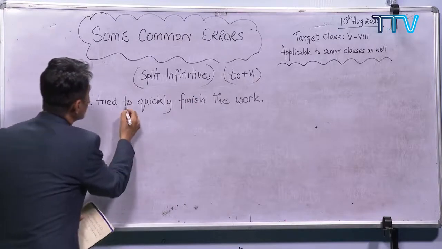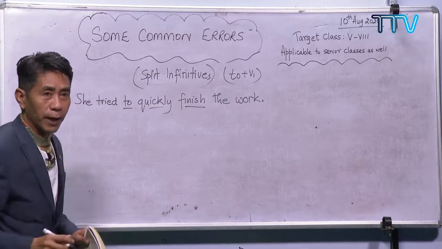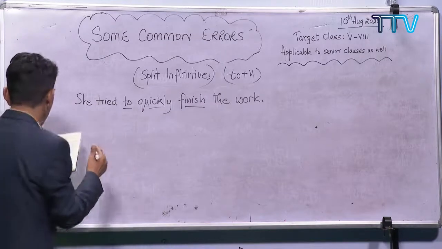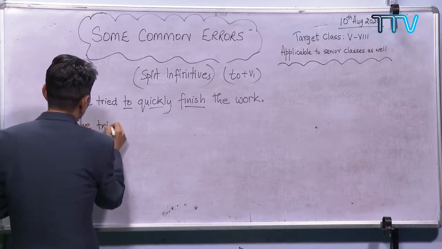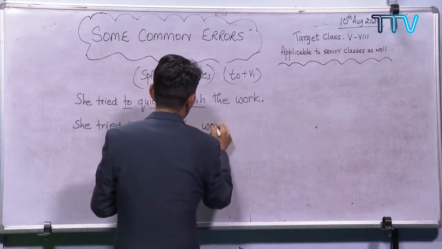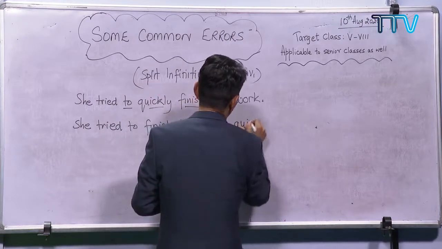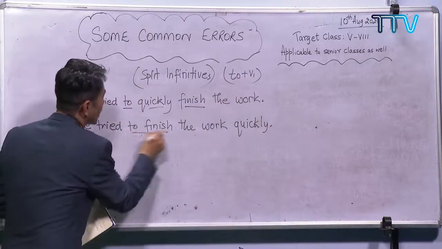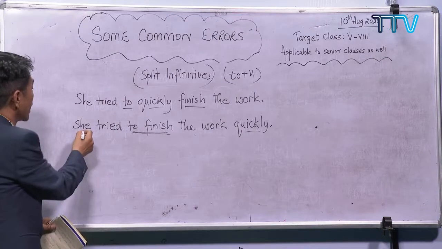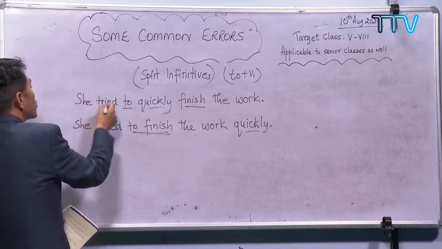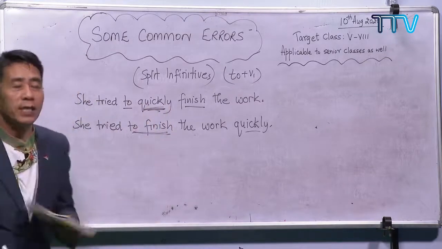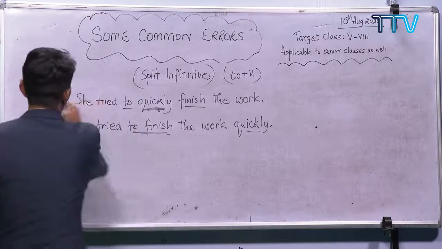Now, if you look at this, to is here and finish is there, so in between there is one adverb. We are not supposed to split the infinitive. This infinitive should be intact together. Now it should look like this: she tried to finish the work quickly. If you look at this, the infinitive is not separated, it is intact, and the adverb is there. So the correct sentence is: she tried to finish the work quickly, and not she tried to quickly finish the work. If you write this, then we are trying to split the infinitive, which is not allowed. Is that clear?